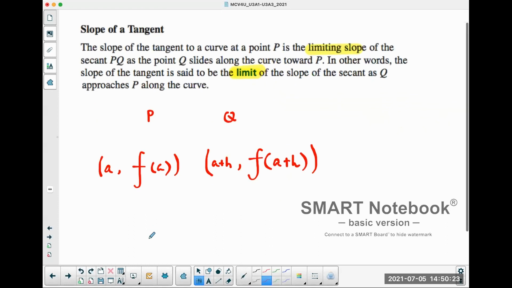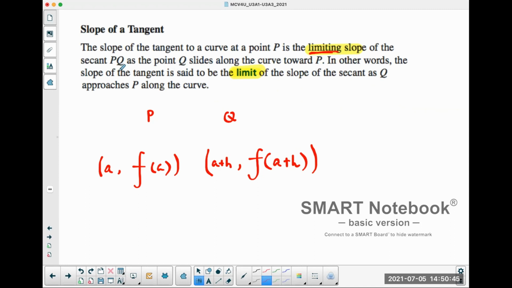So what we can do then is recall that the slope of the tangent at a point P is what we call this big term, this new idea in math called the limiting slope. The limiting slope of the secants of PQs as point Q slides along the curve towards P.